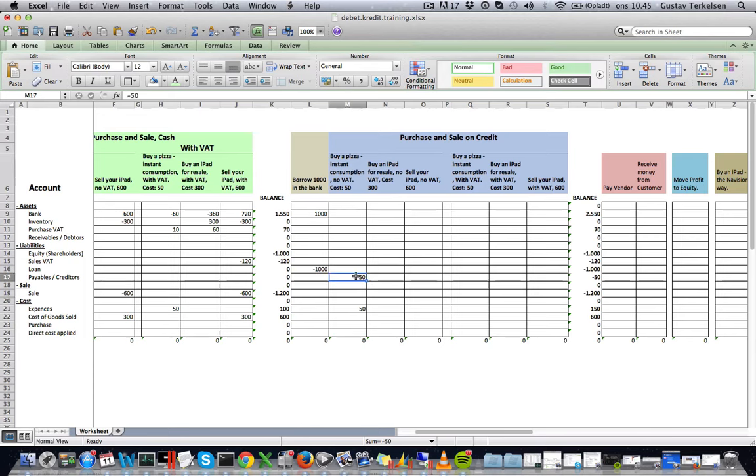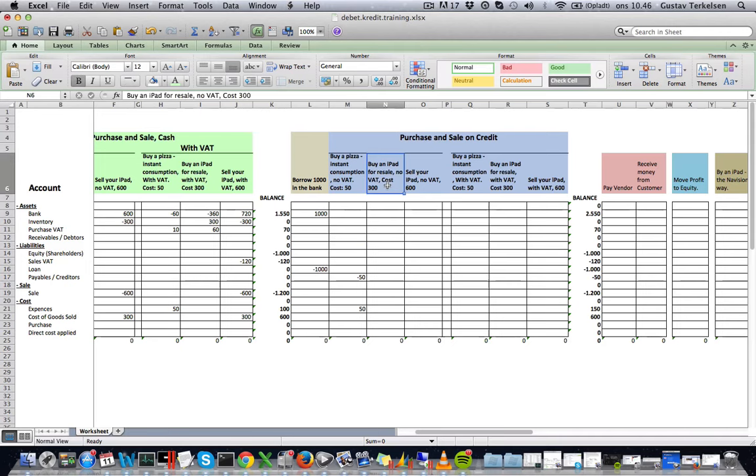So another way of looking at these $50 here that we owe the pizza guy is that the pizza guy owns $50 worth of the company. To be more specific, he actually owns 50 of those dollars that are on the bank account legally.